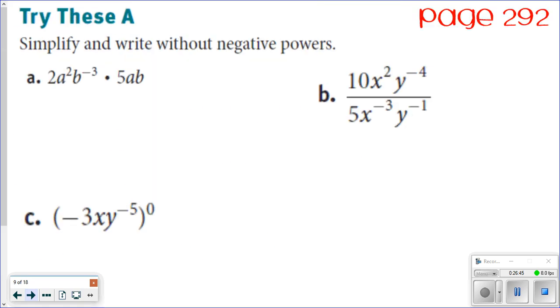I'm going to skip example A. What I would like you to do on the bottom of page 292 is I want you to go through and I want you to try to do A, B, and C. Use somebody next to you if you need help, but I want you to complete A, B, and C. You can do it. Use your exponent organizer with all the rules on it.